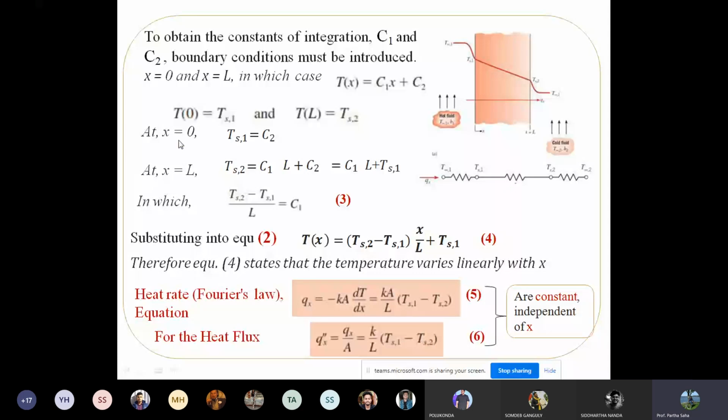He has just considered a different boundary condition. What is the value? If x = 0, T = Ts1, so Ts1 becomes C2 because x is 0. And at x = L, Ts2 becomes C1L + C2, or C1L + Ts1. So (Ts2 - Ts1)/L is equal to C1. You just put in the value of C1, and C2 is already Ts1, then rearrange this term and you get this.